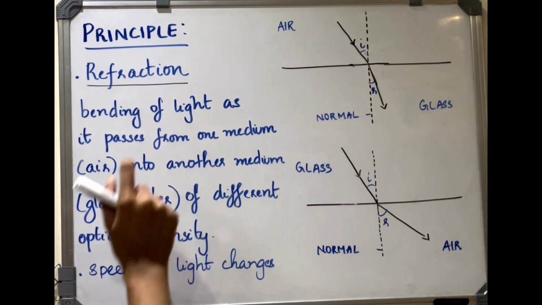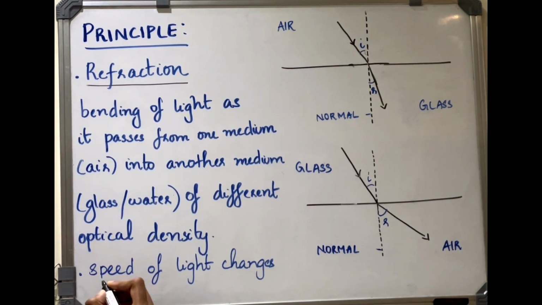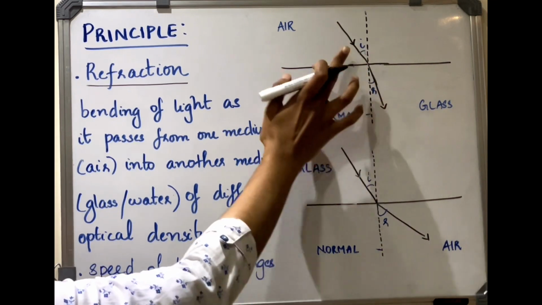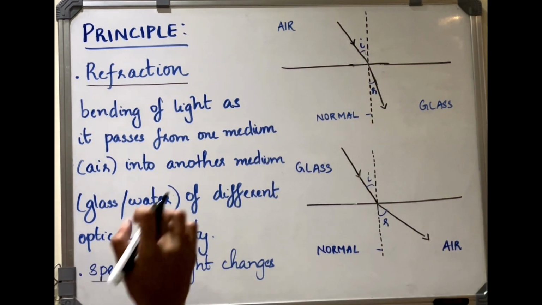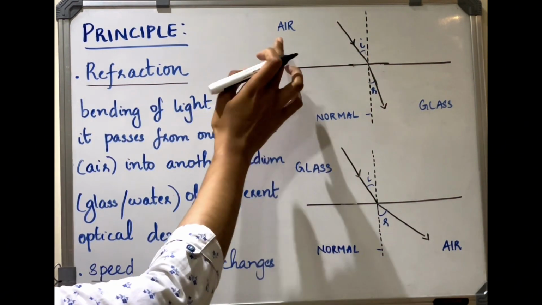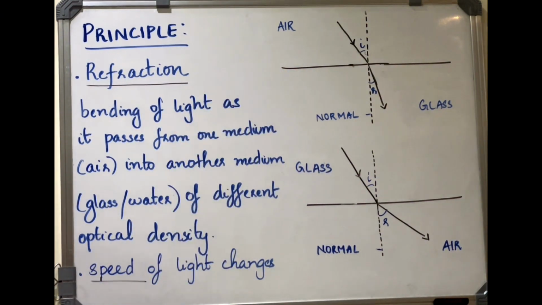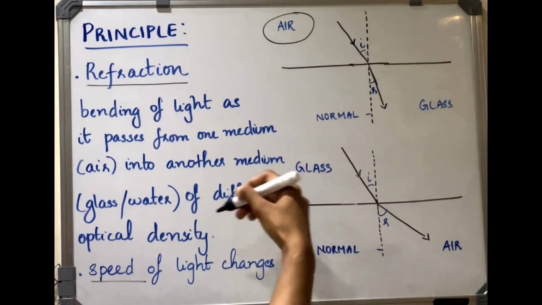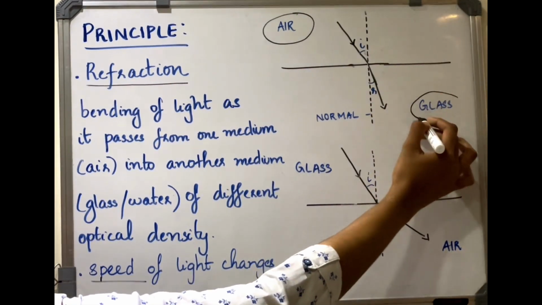Why does the light bend? It is because the speed of the light changes when the light crosses the boundary between two mediums. You can see here, consider that the light is passing from a less dense medium like air to a denser medium like glass.